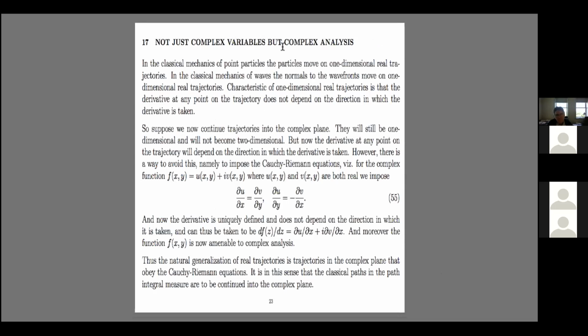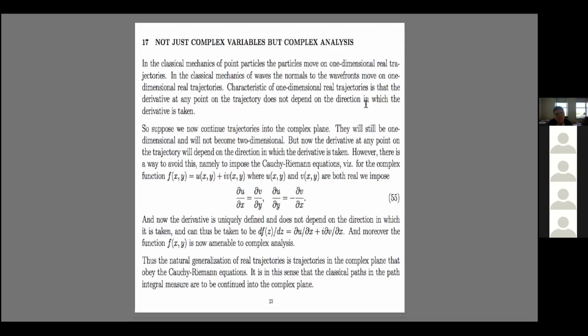result is, how do we know how to do this complex transformation? Is it just complex variables, namely we make two-dimensional spaces from one-dimensional, or do we use the full battery of complex analysis? In classical mechanics of point particles, particles move on one-dimensional real trajectories. In the classical mechanics of waves, the normals to the wave fronts also move on one-dimensional real trajectories, and for electromagnetism that would be the Poynting vector, and those normals are the directions in which energy and momentum are transported. So we always are dealing with one-dimensional real trajectories.